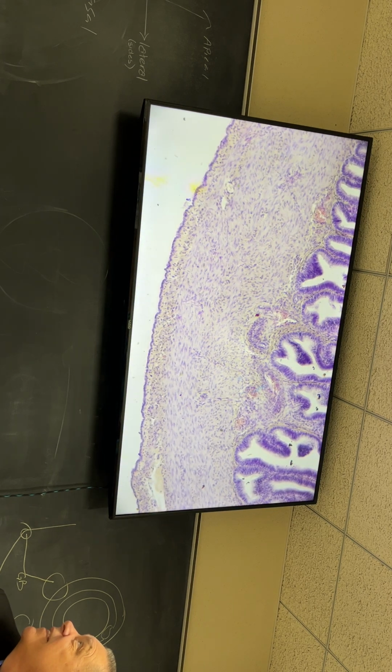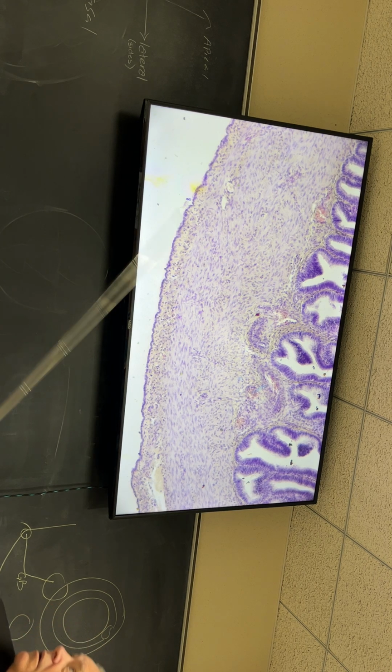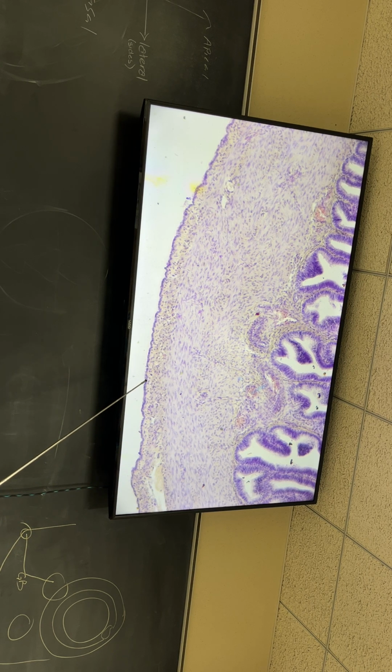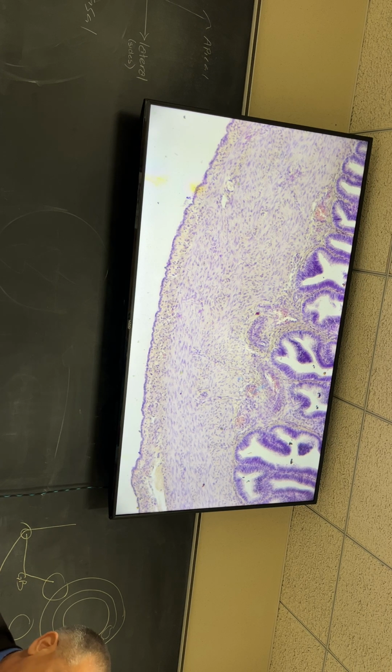How about that? Can't miss them, right? Inner circular, outer longitudinal, serosa, right? Very well defined there. So a couple of different versions of the fallopian tube, nothing bad there, right?